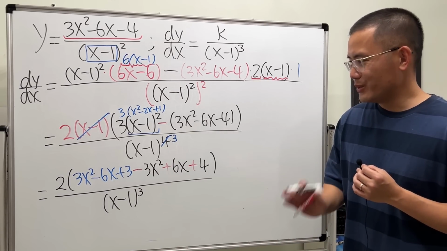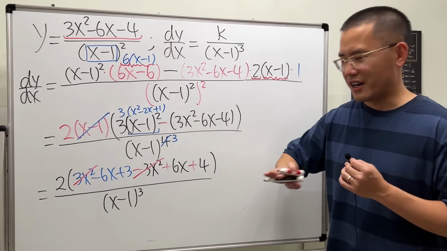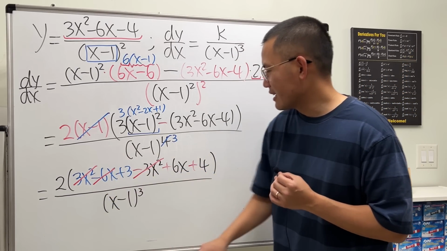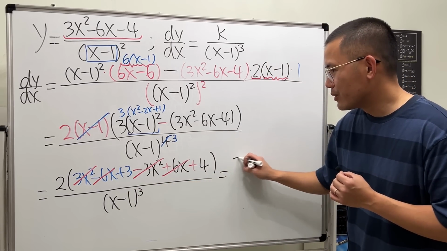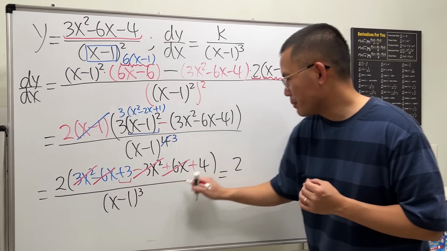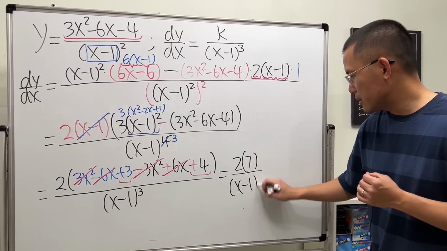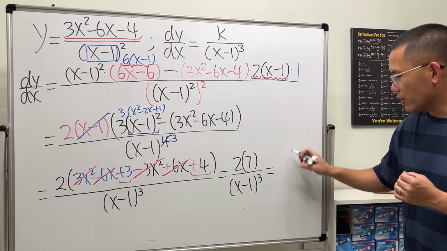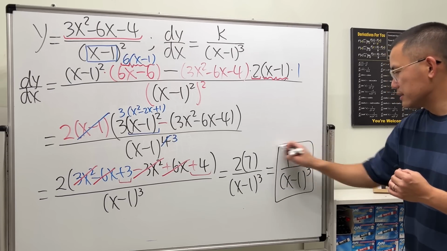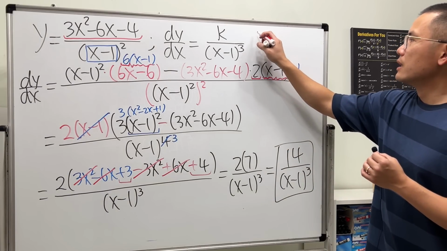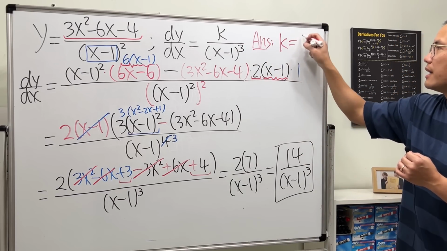It looks good, it looks really good, because you see that 3x squared and minus 3x squared cancel, they are gone. And then negative 6x plus 6x, they are also gone. So on the top, we just have 2 times 3 plus 4, which is 7, over the denominator. So 14 over (x minus 1) to the third power. And this right here is the derivative. And of course, to answer this question, you will say that k, which is just a number on the top, k is equal to 14.